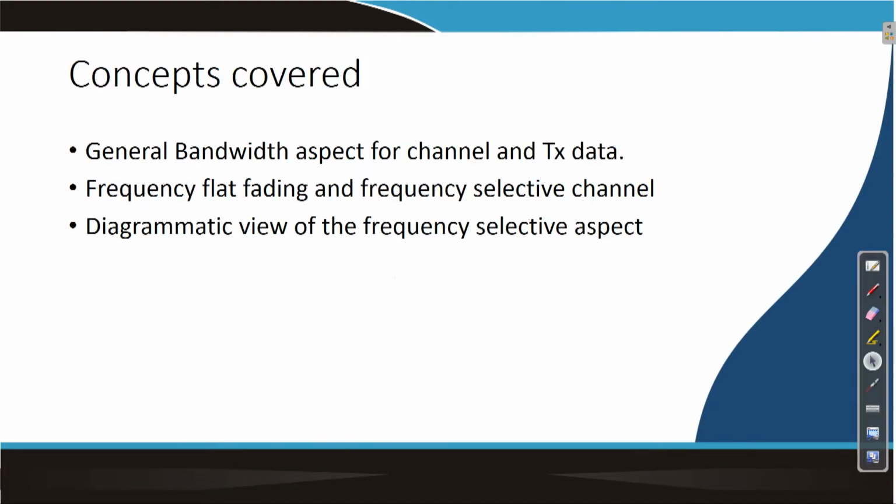So, things that we will be covering are the following: general bandwidth aspect of channel and transmitter data. We will be showing how exactly they are related, and what happens when one of them is greater and another one is smaller, that kind of conceptual aspect. Then I will be talking about frequency flat fading and frequency selective channels, and then some diagrammatic view of the frequency selective aspect. So, what exactly it means. For example, there will be an FIR filter, IIR filter of the channel model.